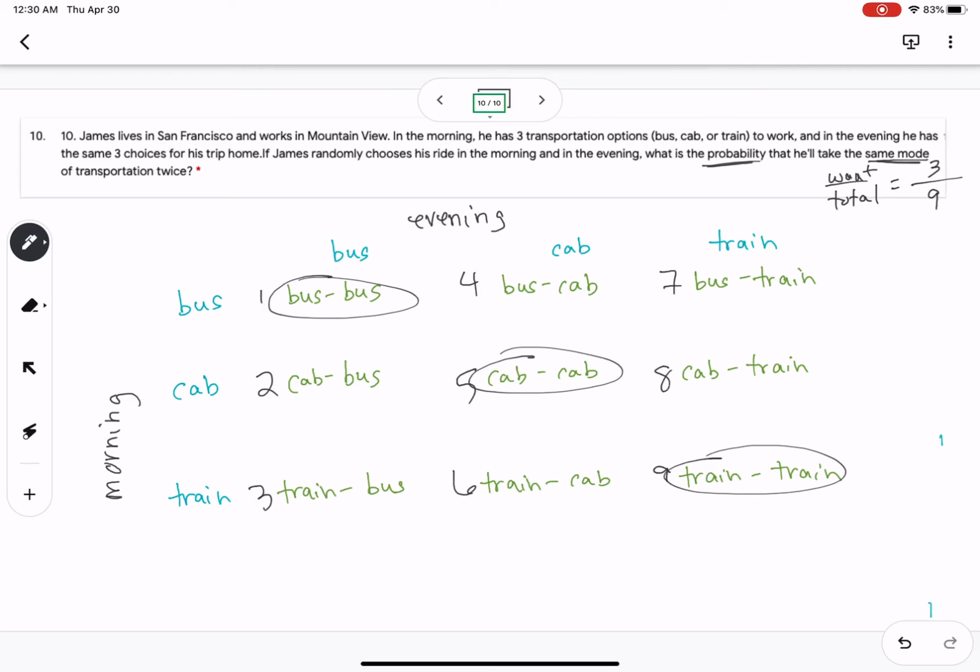Now, 3 over 9 does reduce. Okay, both 3 and 9 are divisible by 3. 3 divided by 3 is 1. 9 divided by 3 is 3, giving you the probability of 1/3.